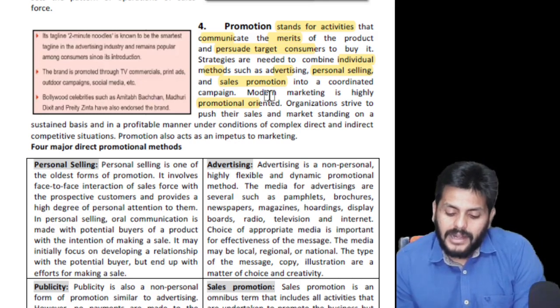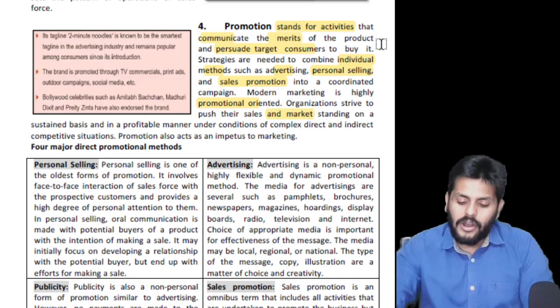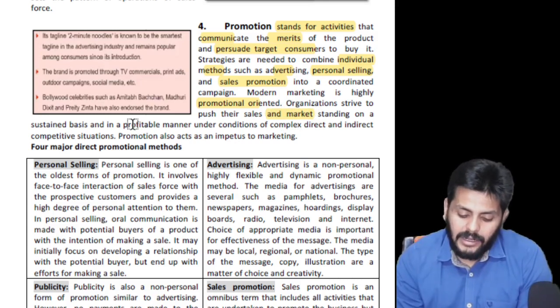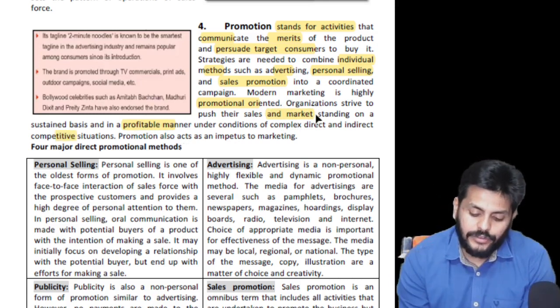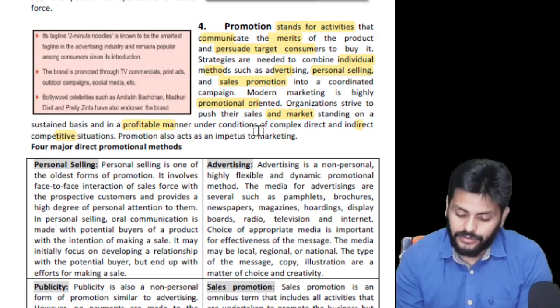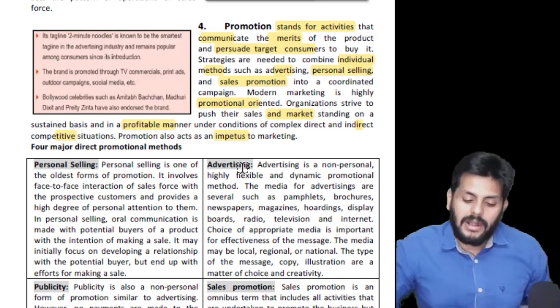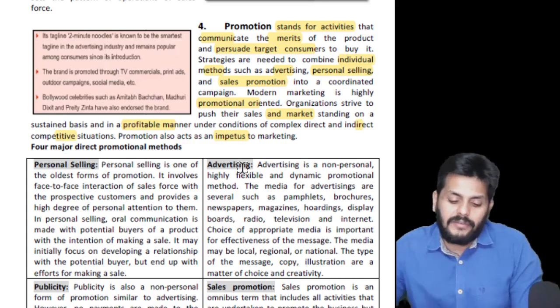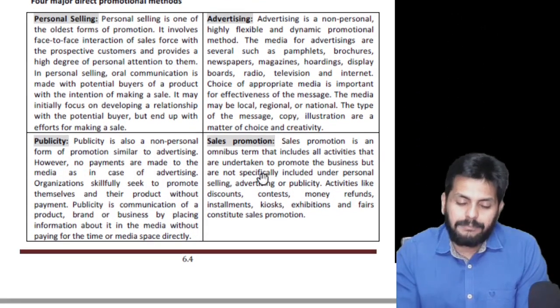Okay. So organizations strive to push their sales and market standing on a sustainable basis and in a profitable manner under conditions of complex direct and indirect competitive situations. Promotion also acts as an impetus to marketing, something that helps you, a platform for marketing. Four sorts of activities are very important here as part of promotion. The first of which is called personal selling.